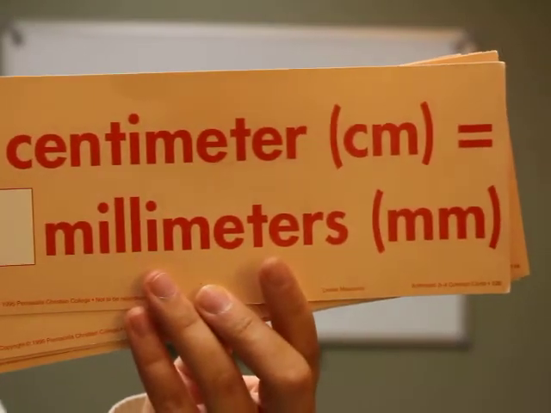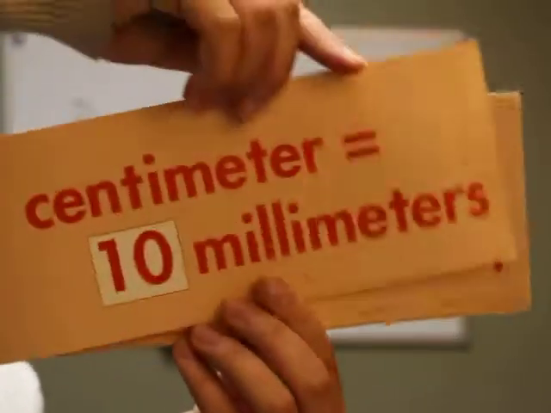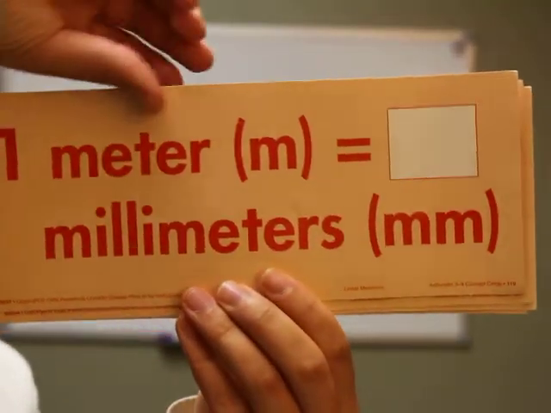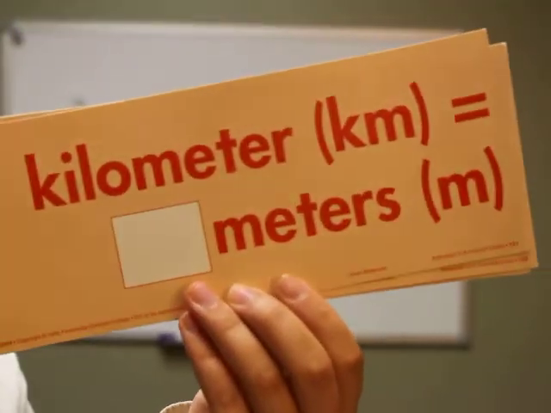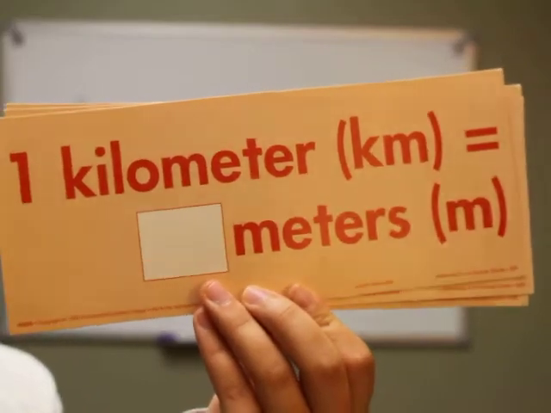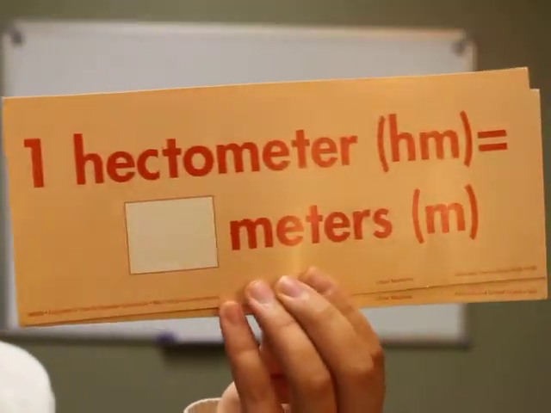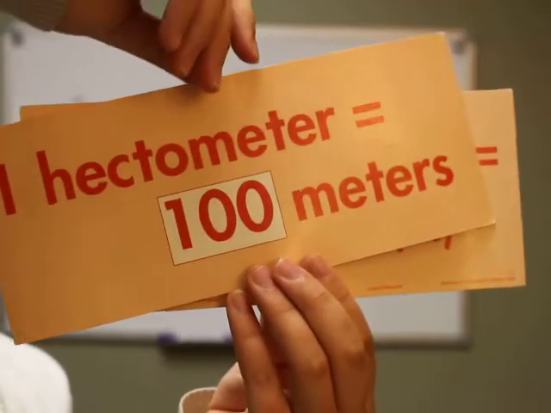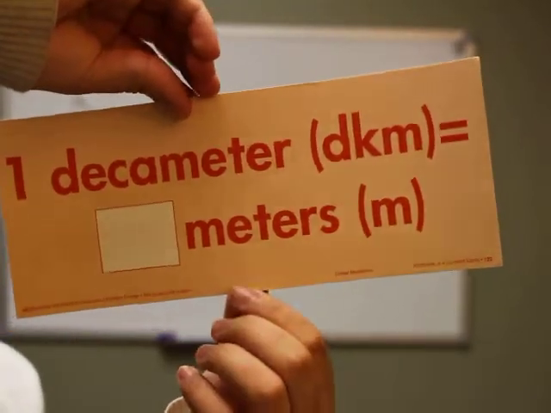1 centimeter equals how many millimeters? 10. 1 meter equals how many millimeters? 1,000. 1 kilometer equals how many meters? 1,000. 1 hectometer equals how many meters? 100. And 1 decameter equals how many meters? That is 10.